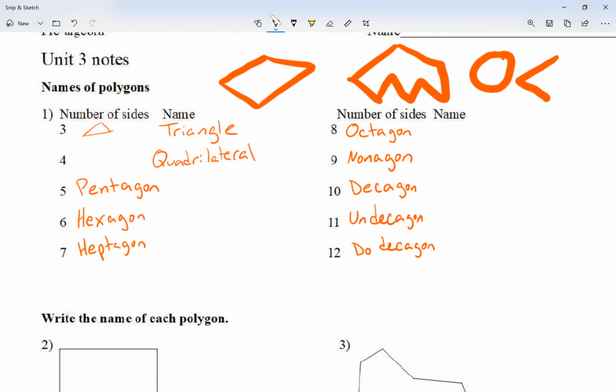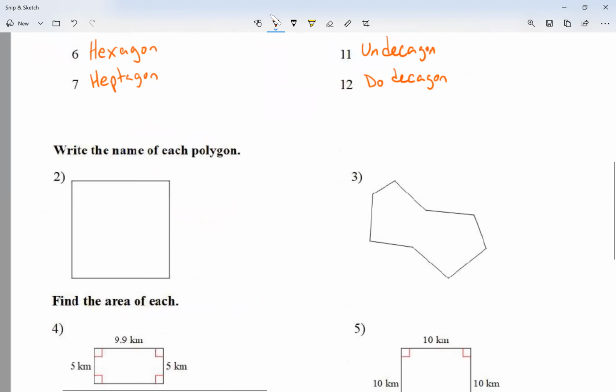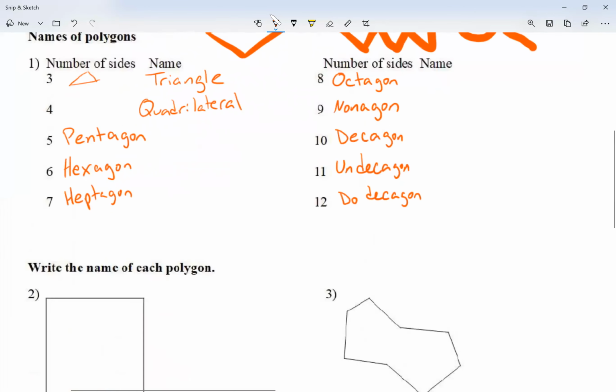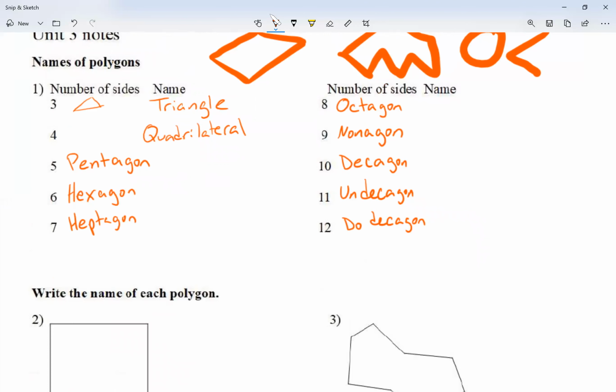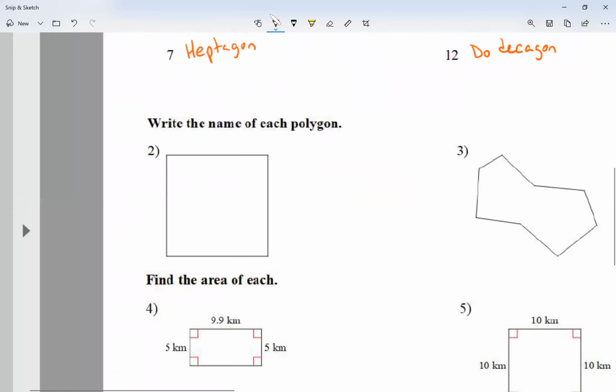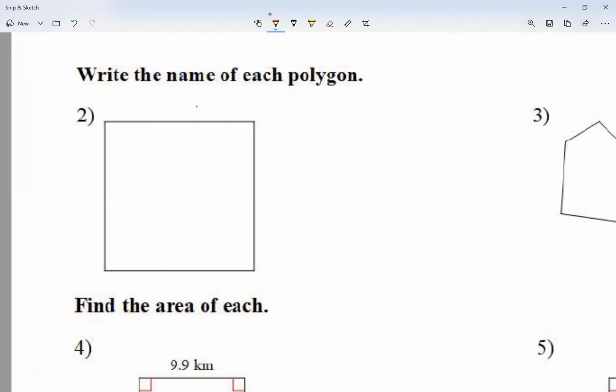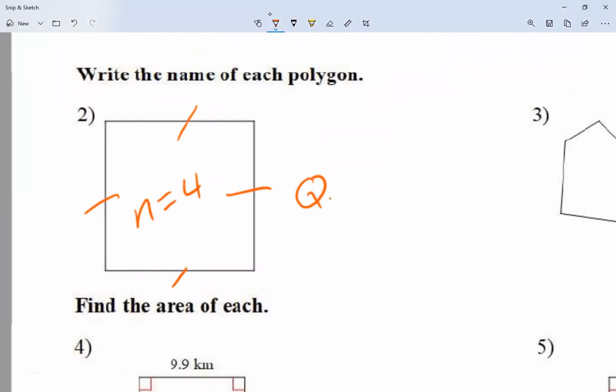So for the homework for today, I'm going to give you shapes like this, questions 2 and 3. And it says write the name of each polygon. Make sure you guys use this table, right? This question number 1 is basically a table. Make sure you guys use that. So let me take a look at question number 2. I want to count the sides. Let's see, 1, 2, 3, 4. Let me write inside n equals 4. There's 4 sides. Now this one, based on the table that we have on the top, we're going to call this quadrilateral. 4 sides.